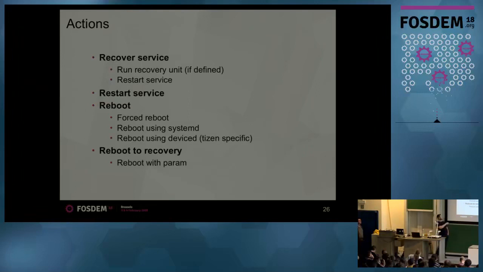The first one is forced. We just use the syscall. The second one is reboot using systemd. Once again, we use the private bus to talk with it. And the last one is Tizen specific, because on Tizen, the platform is being rebooted using device. Because the last one is not reliable, we are trying to use it, and then if it fails, we just go to the previous option.